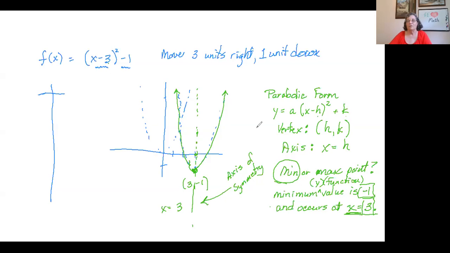Now notice, since we've got this centered around the point (3, -1), that if I were to put in, say, a couple of x values to the left and a couple of x values to the right of this, I've already worked these out, so I'm just going to fill them in. The 4 and the 2, when you plug them in, give us a 0. The 5 and the 1 give us 3. And the 0 and 6 both give us 8.